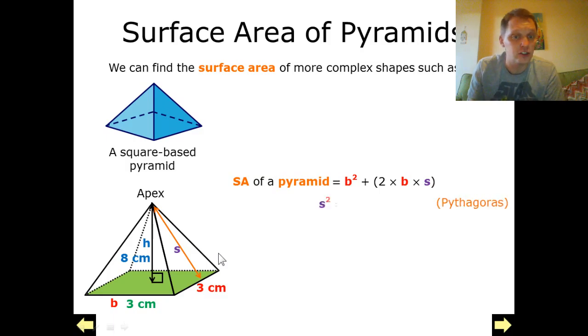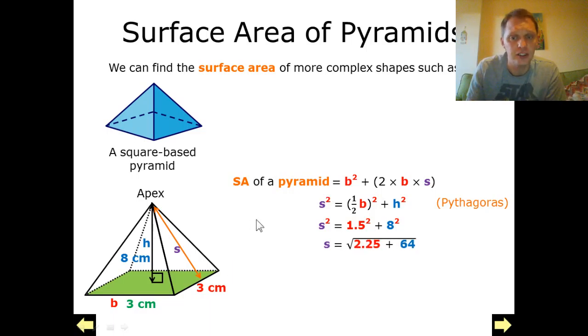Substituting in some values just to see exactly how this works. First of all, I need to find out my value of the height of my triangle. To do this, I'm going to use Pythagoras, where I'm going to be using half of my base squared, because this point here to this point here is half of this length, plus my height squared, which is going to give me my s squared.